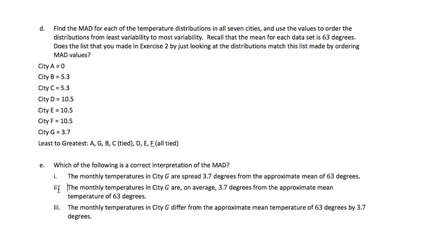2 is the correct answer, because if we look at the wording, this says the monthly temperatures in city G are, on average, 3.7 degrees from the approximate mean. It's the on average that makes this a true definition of the mean absolute deviation. The monthly temperatures in city G are not all spread 3.7 degrees from the mean, nor are they differing each monthly temperature by 3.7 degrees. It is the average.